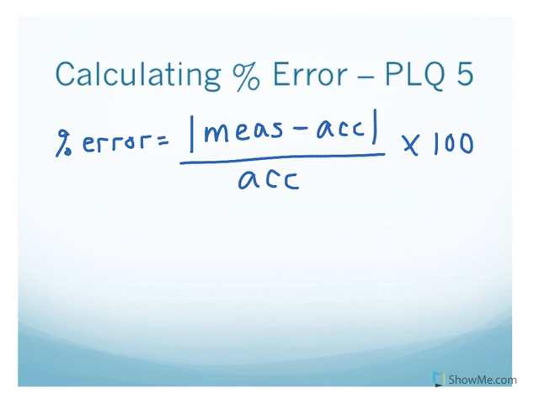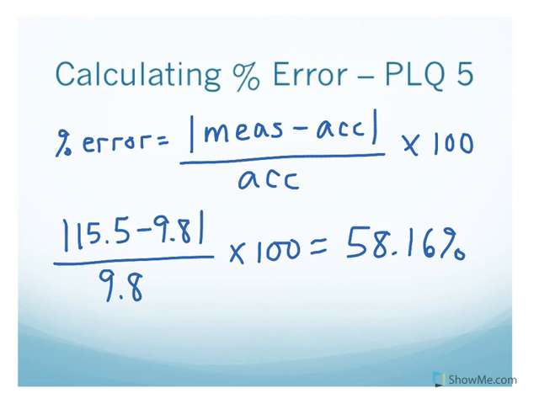PostLab question number 5 asks you to calculate the percent error. The equation for percent error is below, and what you'll be using for your measured value is the percent that you read from the graph. The accepted value will be the percent you just figured out in PostLab question 4 from what was on the nutrition label.